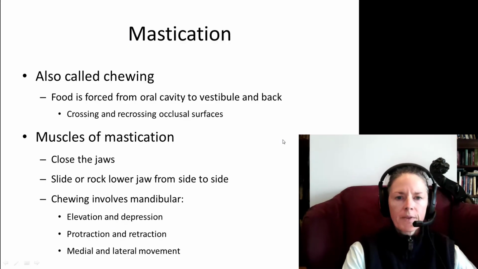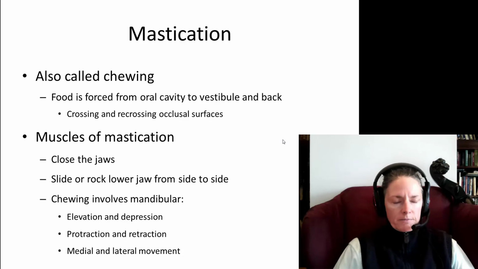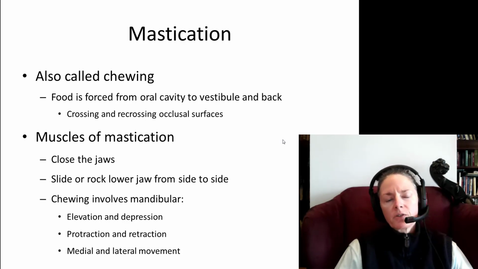They appear when the person is getting older and getting closer to their full adult size and have their adult mandible size. All right, so mastication is chewing, and this is basically passing food over the occlusal surfaces of the teeth.